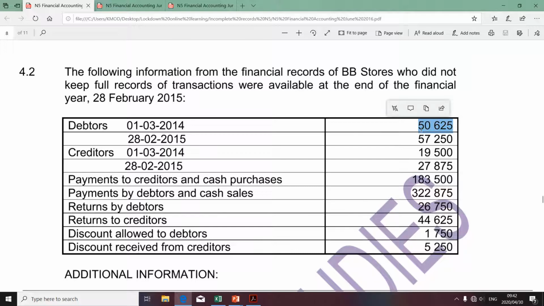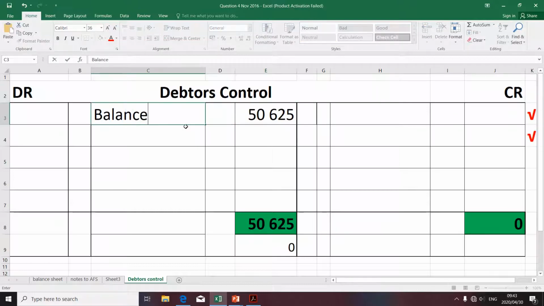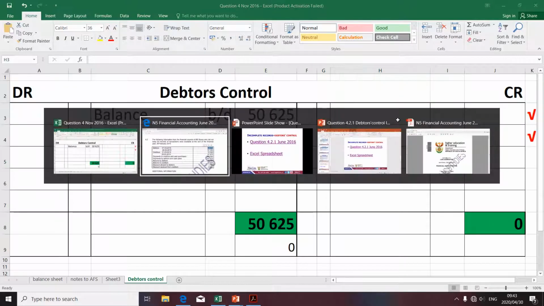I'm going to take the opening balance, copy it, and paste it there. Remember, we always take the opening balance relating to assets to the debit side of that specific account. So this is called balance. We refer to the opening balance as BD, balance brought down. There you go, moving along swiftly.